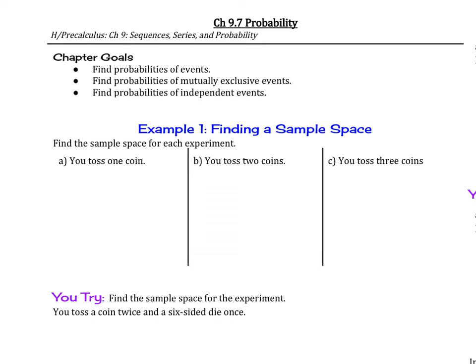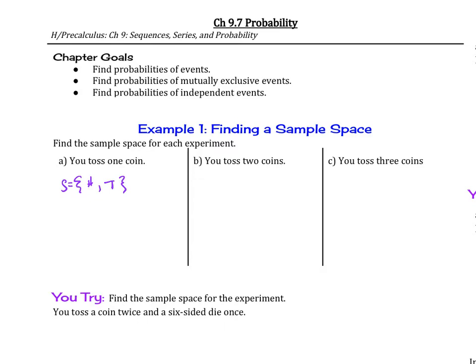Chapter 9.7, Probability. We're going to find the probability of events, probabilities of mutually exclusive events, as well as independent events. So first, we're going to find a sample space. Find the sample space for each experiment. When you toss a coin, what are the possibilities you could have? The possibilities are a head or a tail. So that is our sample space.